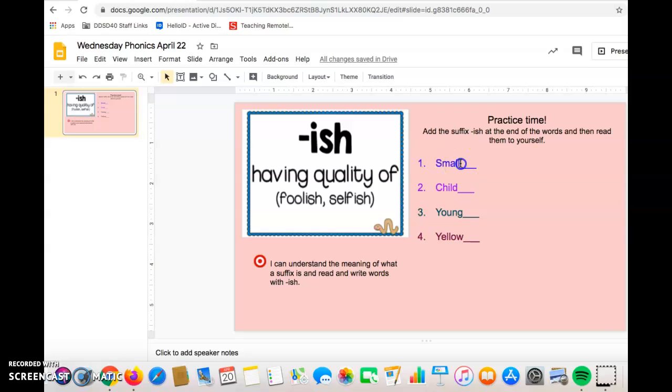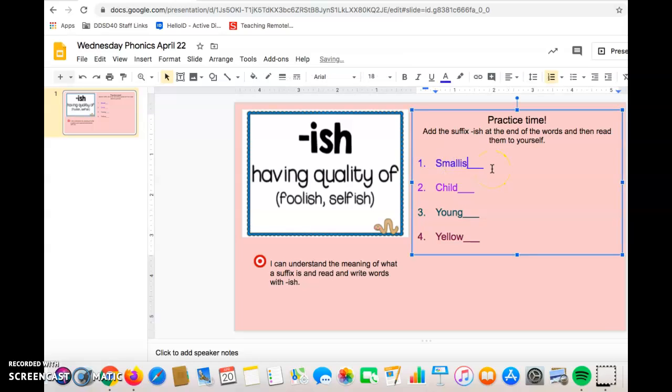So you're going to go here, put the cursor, and then add the suffix ish and then read it. Smallish. When you're done, press the X and press the blue turn in button.